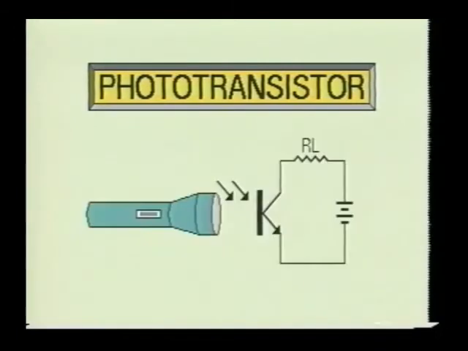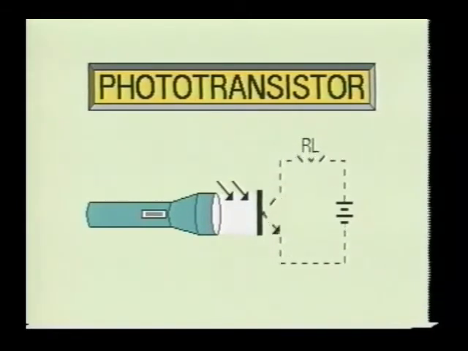The light energy entering the base area will replace the base emitter current required in the ordinary bipolar junction transistor. The collector current will increase with the intensity of the light source due to the amplification factor of the transistor. Remember, the BJT is a current amplifying device. The phototransistor may or may not have a base lead.